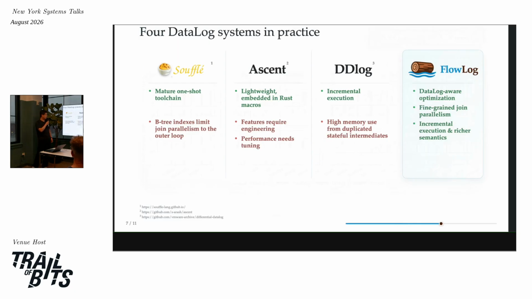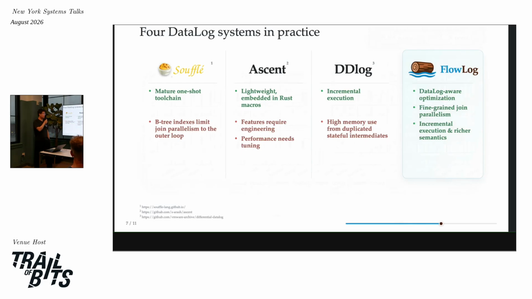The shortcoming of Soufflé is that it uses B-tree indexes inside, which limits join parallelism to the outer loop. The second is Ascent. I think there was a previous talk here about Ascent, from the university, right? I even know the author. Ascent is very elegant. It's lightweight and embedded in Rust macros, but that is also a downside. You have to implement many details yourself, so many features require human engineering, and performance needs hand tuning.